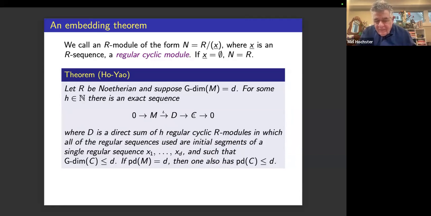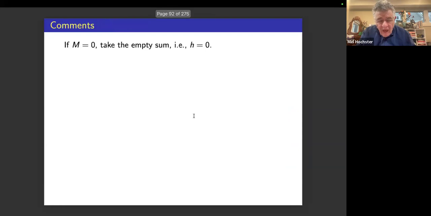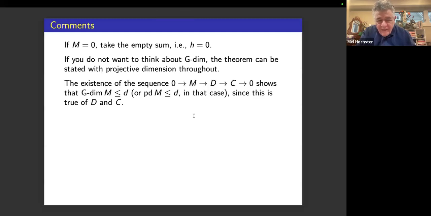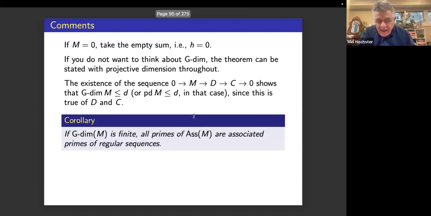The proof is very, very long, a sort of many-piece induction. It's convoluted, but I'm going to say a little bit about one idea in the proof. A couple of comments first. If M is zero, take the empty sum. And if you don't like thinking about G dimension, you can think only about projective dimension if you like. And the sequence shows, as I commented already, that the G dimension of M is at most D.